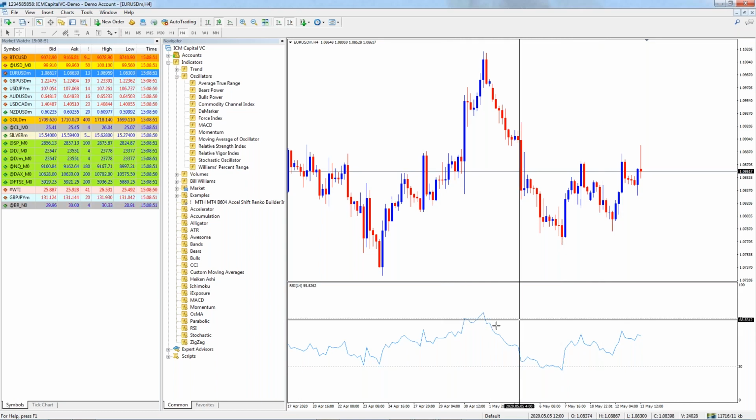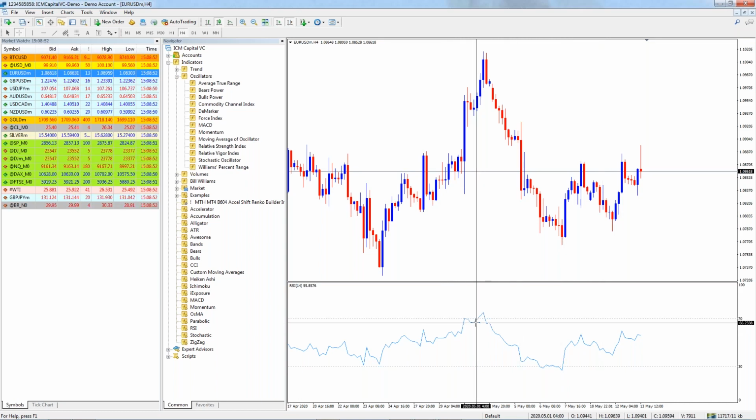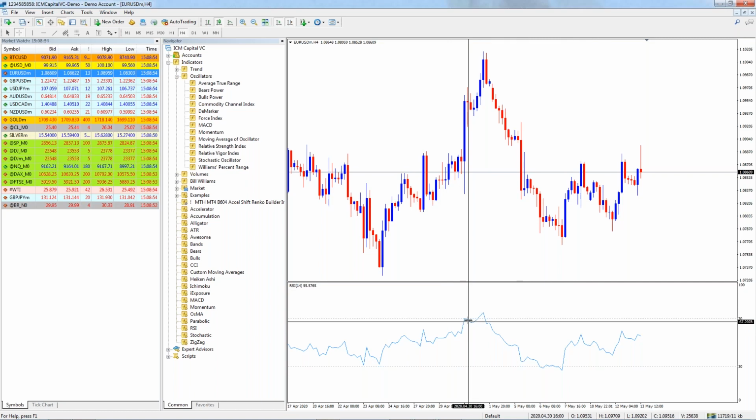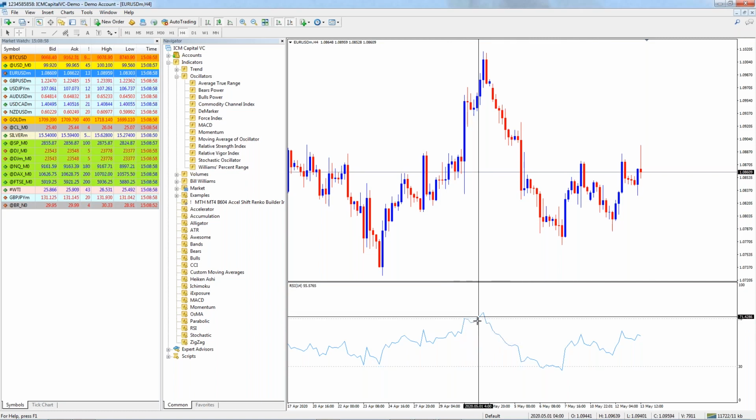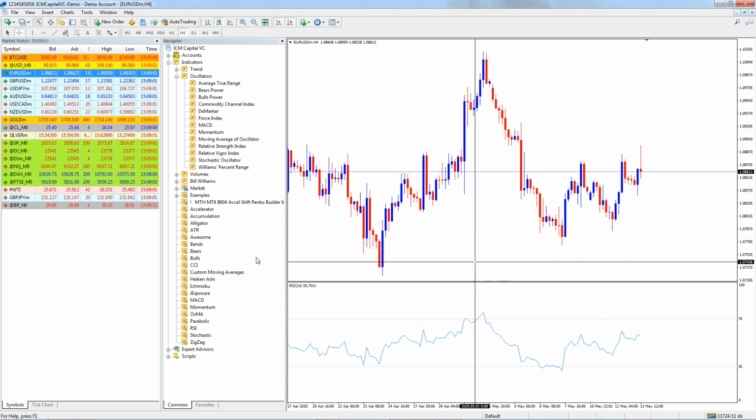If you are going for breakout trades, usually traders wait for the price just to cross over, and then they will enter the trade in the direction of the market.